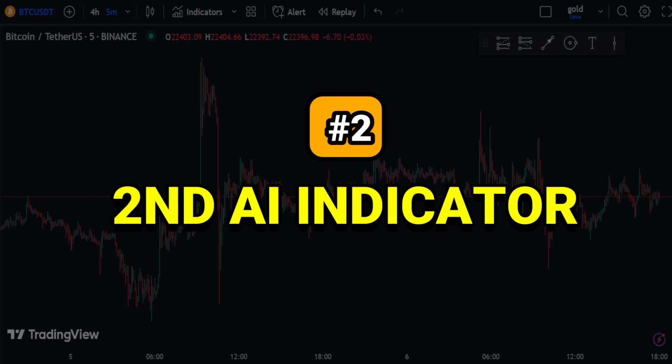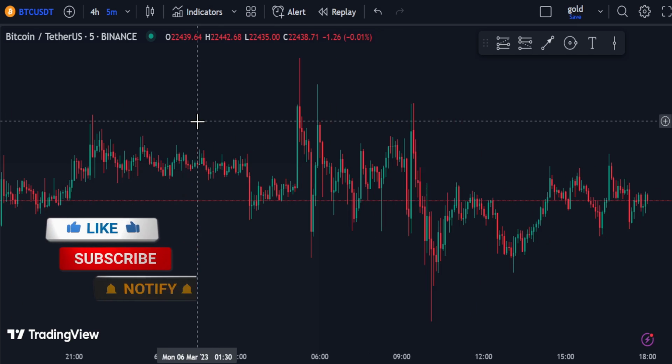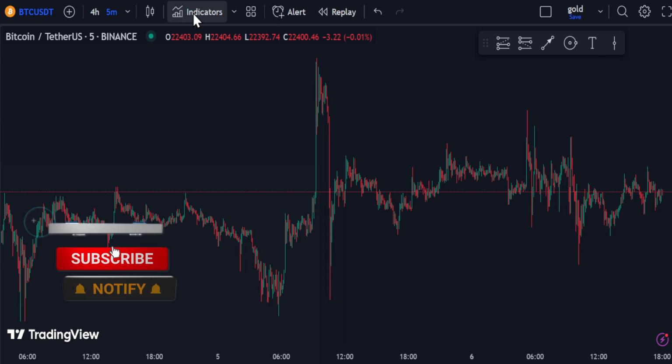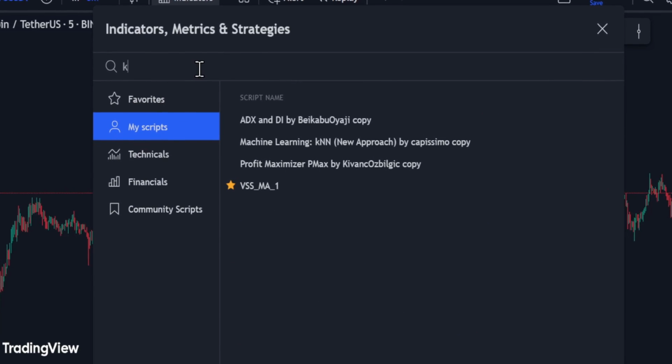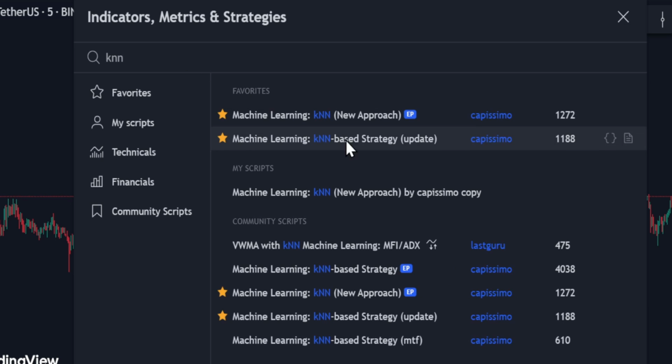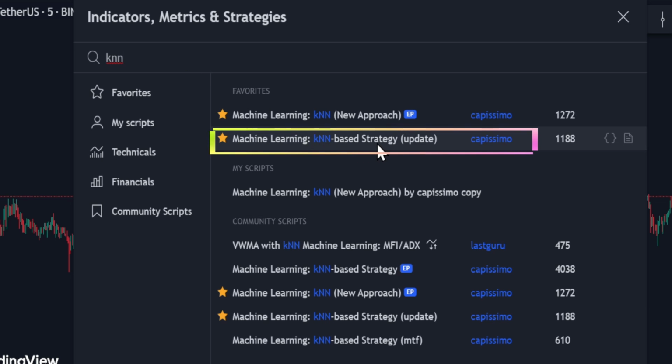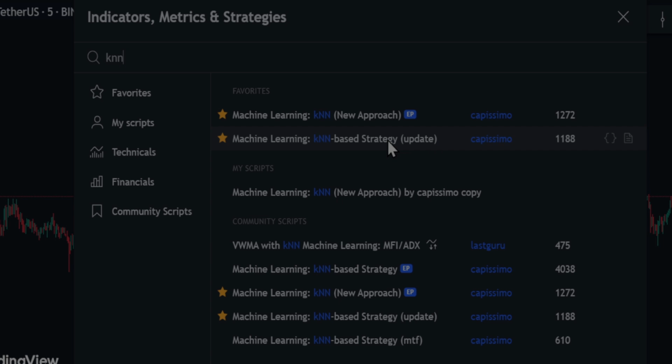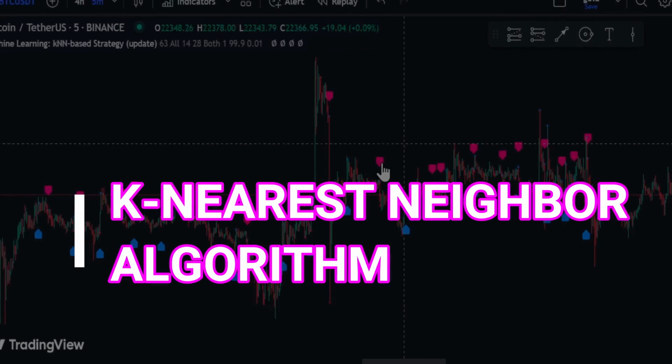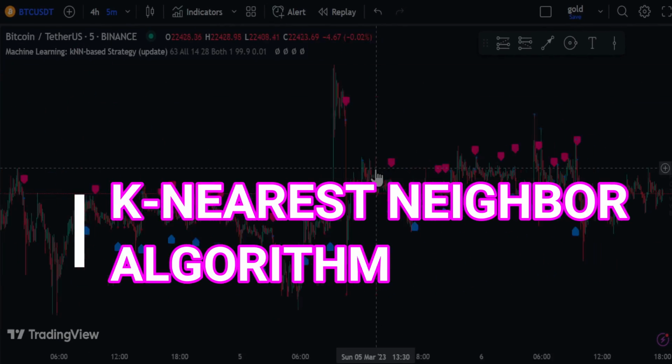Okay. Now, let me introduce you to our second AI indicator. Go to the Indicators tab. Search for KNN. Then we have this machine learning KNN based strategy update by Capsimo. What is KNN? It's known as the K nearest neighbor algorithm.